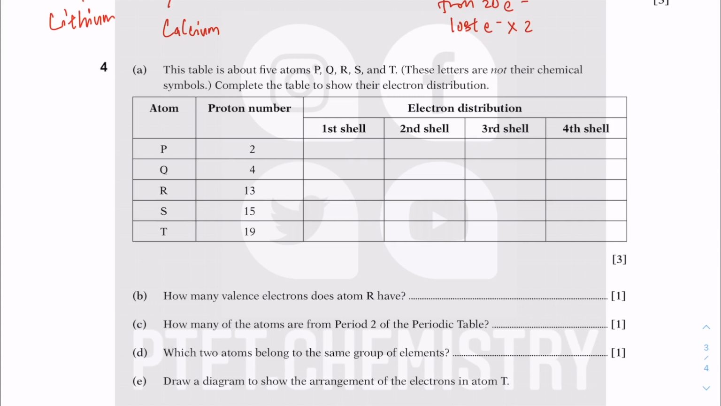In this question 4, this is about 5 atoms, P, Q, R, S, and T. So these are not their actual chemical symbols, to avoid your confusion between phosphorus or sulfur with the characters P and S that are being used for this particular question. So we need to complete the table to show the electron distribution in terms of how many electrons occupy the first shell, the second shell, third shell, and the fourth shell where it is appropriate.